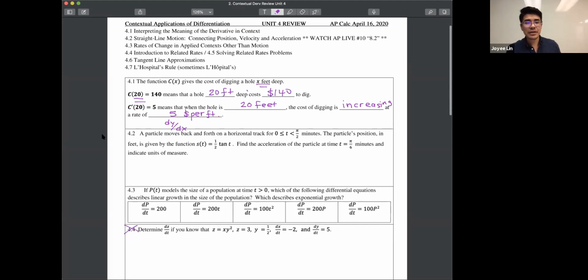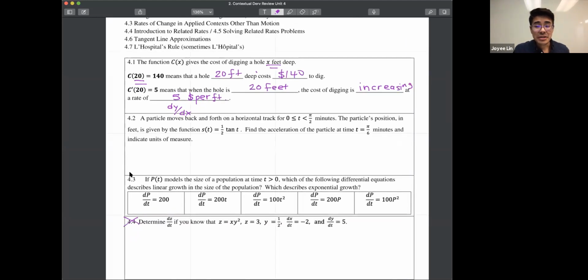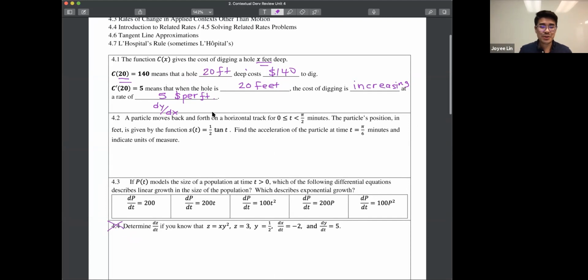Alrighty, so then we move on to section 2, which has particle motion. So what's the order of things as we go? If we have the particle's position s of t, that means s prime of t must be the derivative, which is also known as the velocity function.